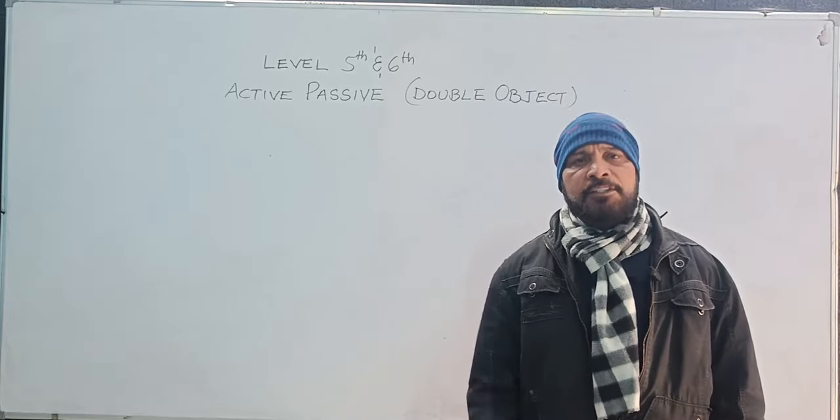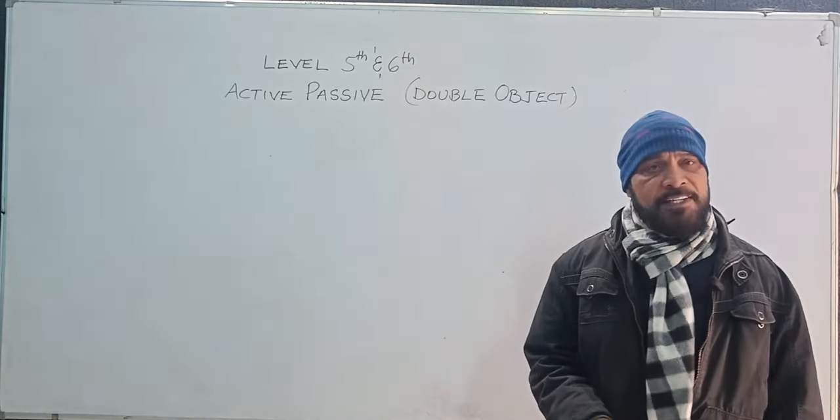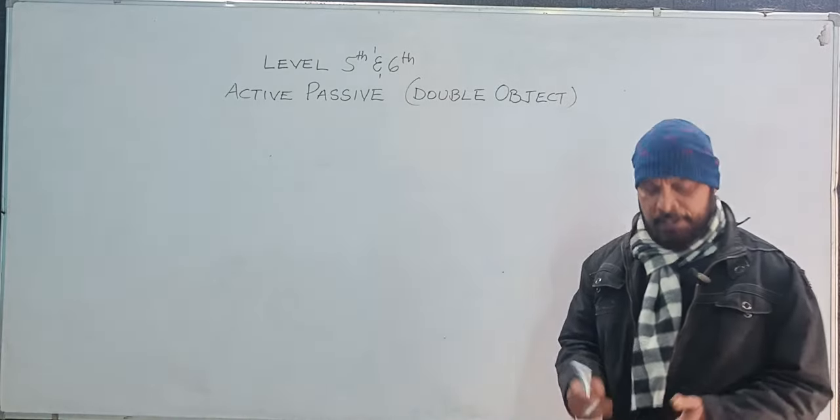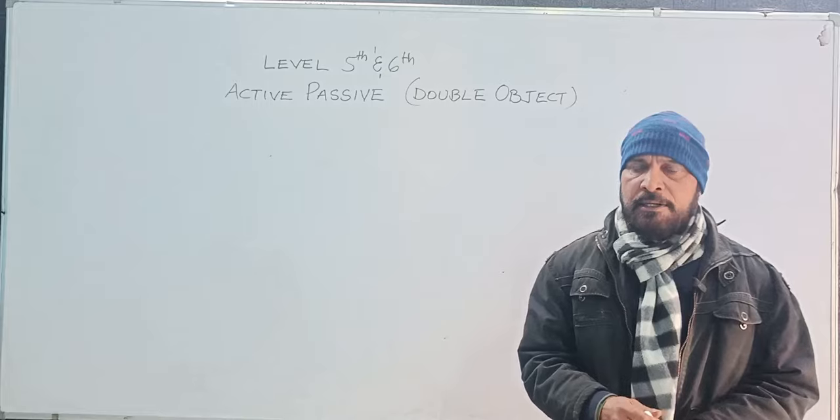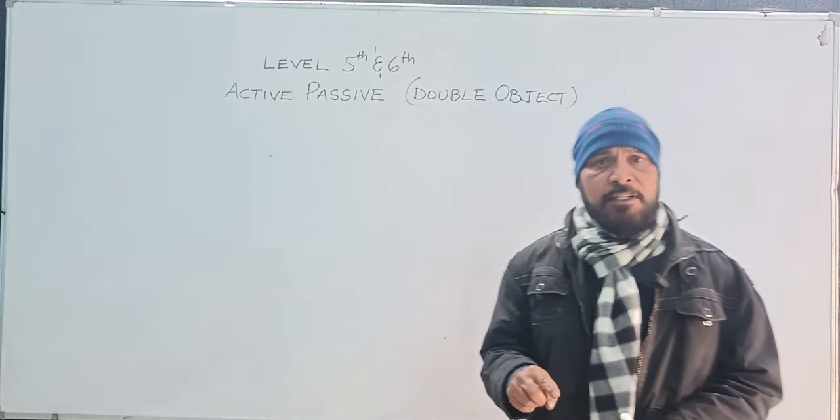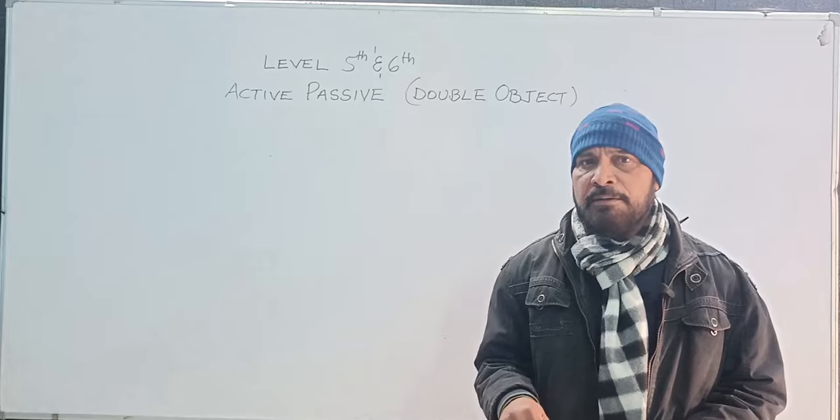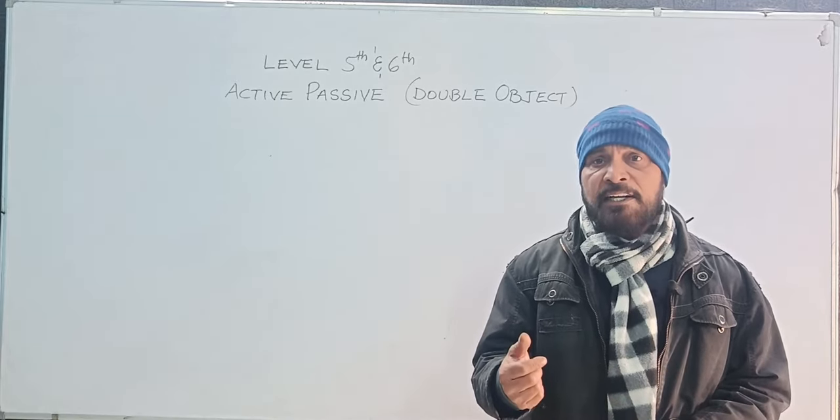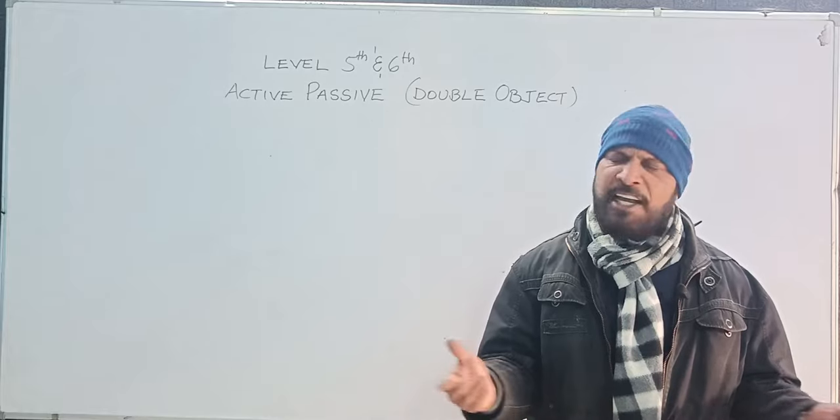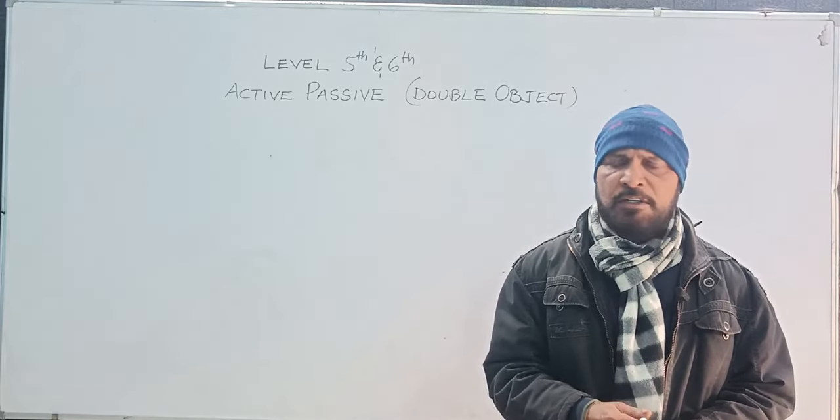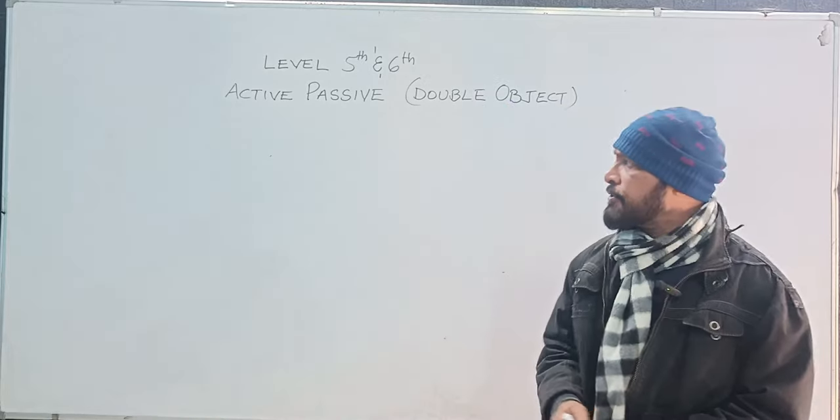This class that I'm going to take on this topic is active passive with double object. Now, a lot of students get confused with double objects. In the double object, the person is always the indirect object, which I'm going to show you, and the thing, or in Hindi we call it vastu, could be anything. It could be a glass of water, a bag, or chocolates. Let us talk about chocolates today.